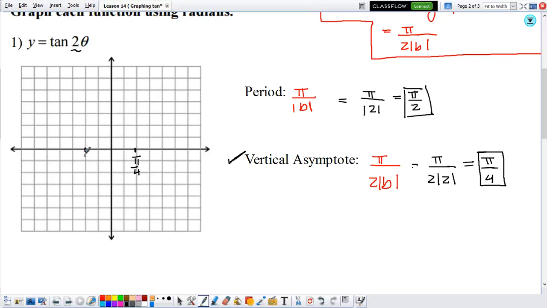2 squares to the left from the origin, that's negative pi over 4. It is at this point where we're going to be graphing the vertical asymptote. And again, the vertical asymptote, you're just going to graph a dotted line at those 2 points.